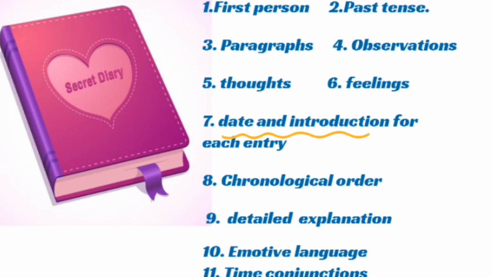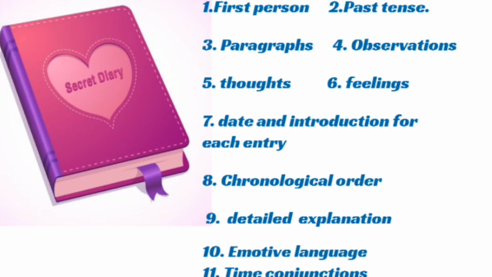Let us assume you are writing a lot of entries, more than one. You have to write your events in chronological order. I almost said chronological wrongly. Ish, this English is not my friend today. We are moving on to 9 and we are saying that you should give a detailed explanation of your feelings, your observations, your thoughts, and so forth.